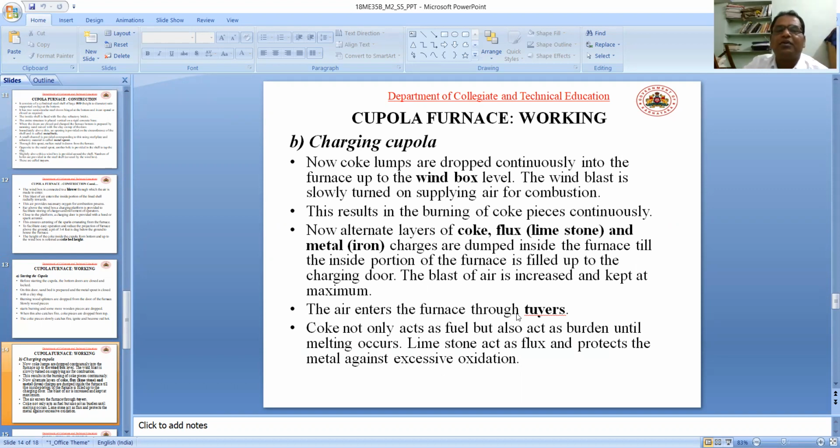The coke pieces slowly catch fire and become red hot. Charging the cupola. Now coke lumps are dropped continuously into the furnace up to the wind box level. The wind blast is slowly turned on, supplying air for combustion. This results in continuous burning of coke pieces. Now alternate layers of coke, flux and metal charges are dumped inside the furnace till the inside portion of the furnace is filled up to the charging door. The blast of air is increased and kept at maximum. The air enters the furnace through the tuyeres.